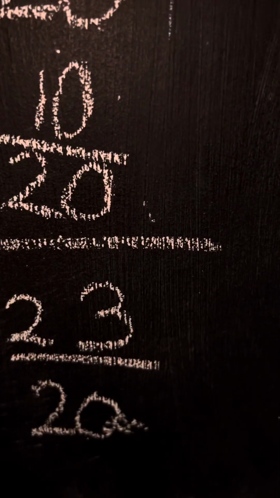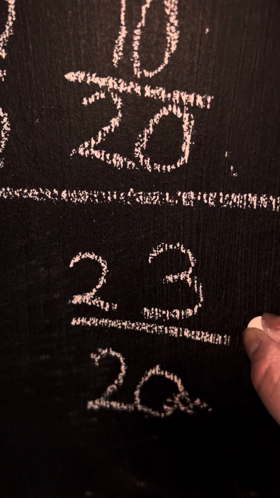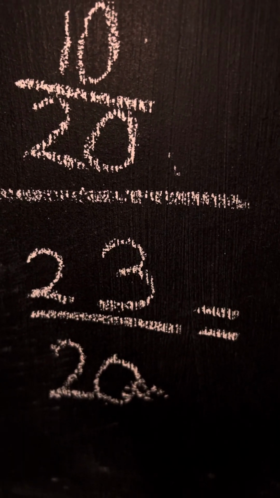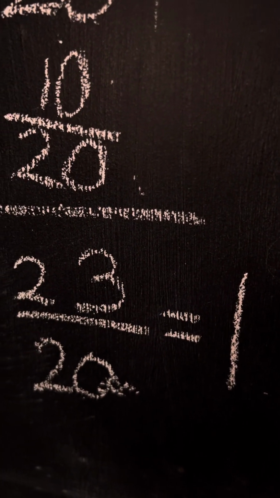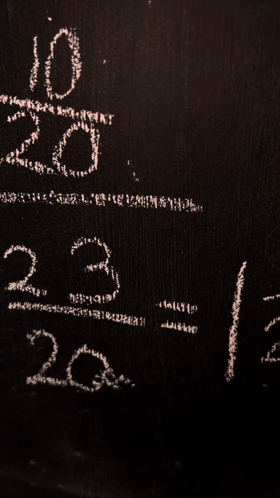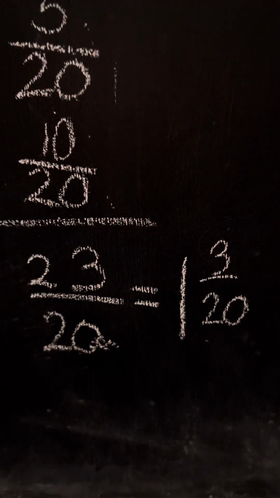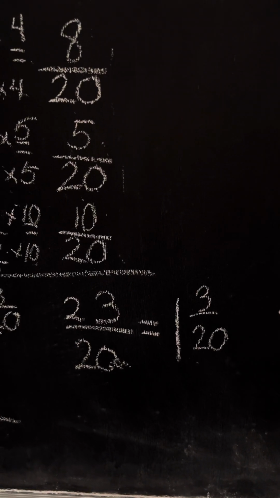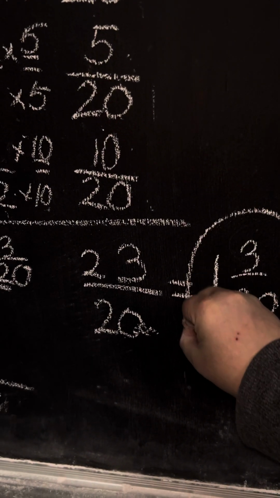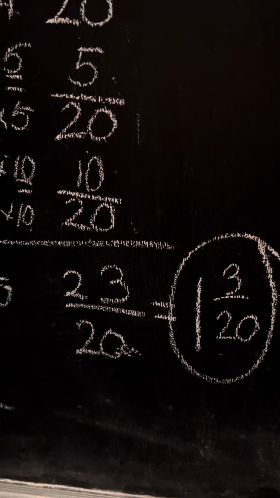And so we could come over here and we could go 23 over 20 equals 1 and 3/20 or 3 over 20. And I like to look back at the whole thing and just go, okay, that's my final answer. Let's circle the final answer so that the teacher can find it.